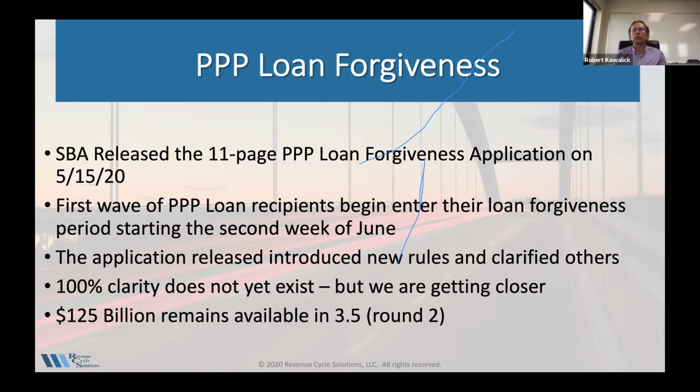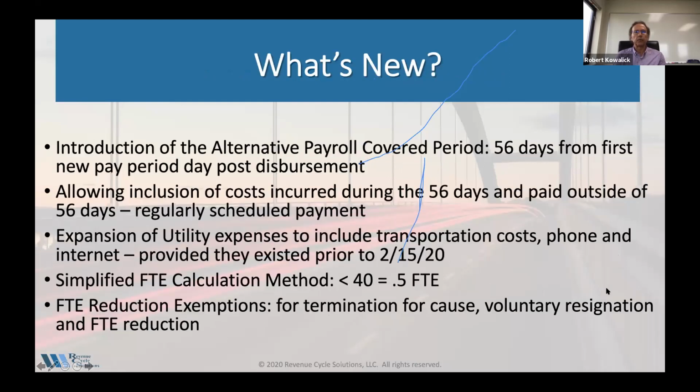The application that was released did provide some clarity on things that were confused before and introduced a whole bunch of new things. So I'm going to review that. This is still not 100% clear, but it's closer. And as I said, there's 125 billion that's still on the table for people to have. So I'm going to start with what's new.